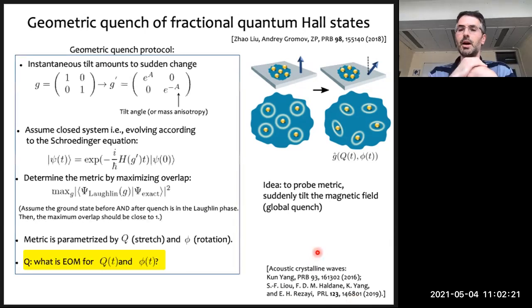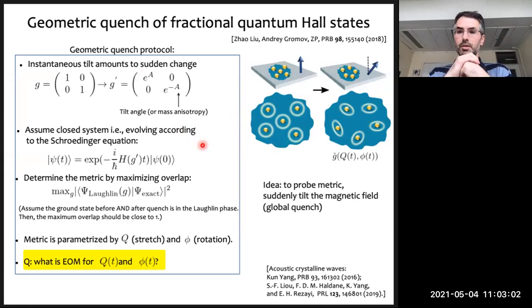And here is more formally how we do it in practice. So we're going to assume that we start from a fully isotropic system. So the metric, for example, the metric of the mass tensor in this system, is purely isotropic. So it's an identity matrix. And then we suddenly stretch it along one direction, okay? So it's just stretched along X and elongated along Y. So this is, to the leading order, exactly what happens when you tilt the magnetic field. Or if you can change the mass anisotropy directly, you can also engineer it in that way.